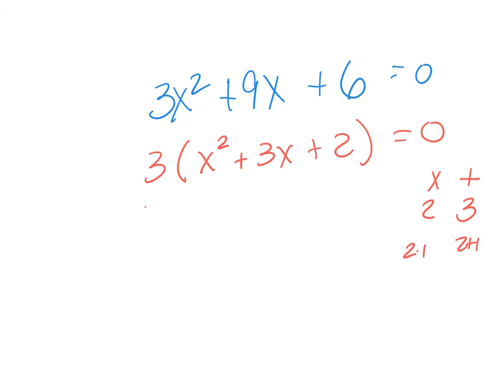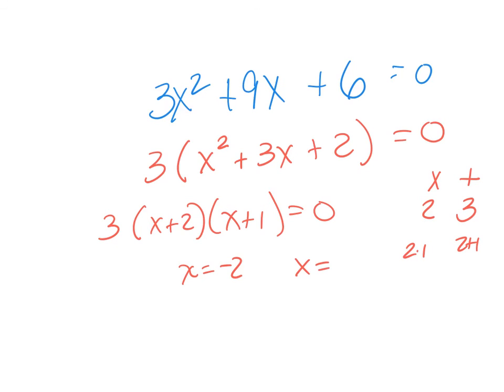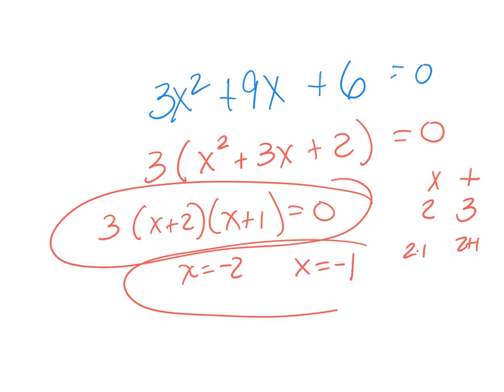So this one goes to x plus 2, x plus 1 with a 3 in the front. And that 3 really has no relevance. It just makes it skinnier or fatter. In this case, skinnier. So now we're going to have x equals negative 2 and x equals negative 1. So this is the first answer, this is the second answer.